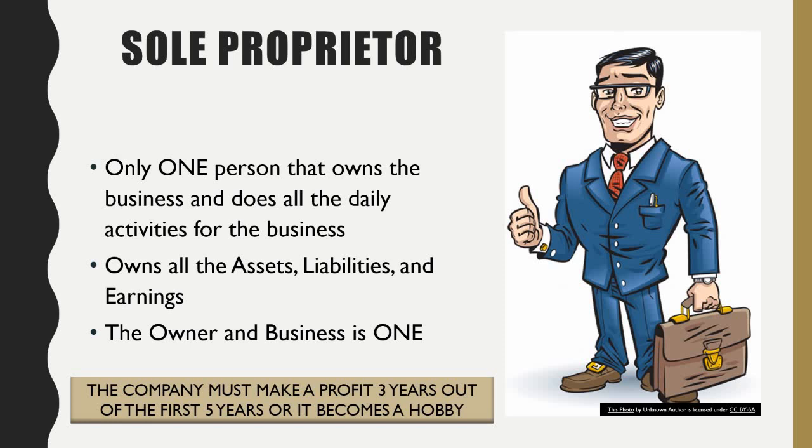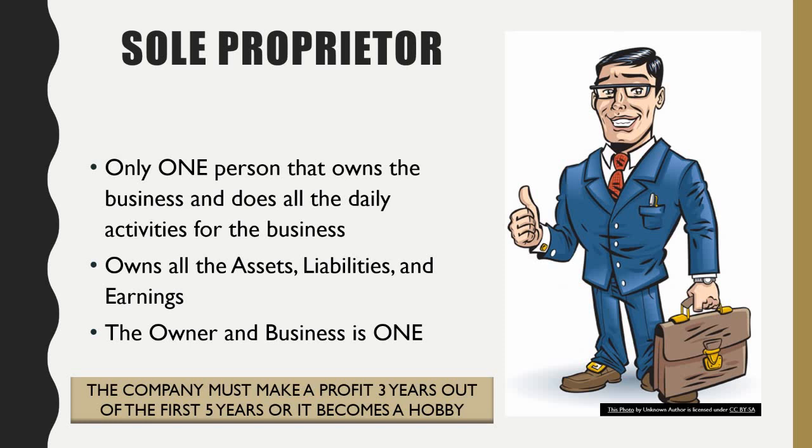A proprietor is someone who owns the company. So in this case, one person and only one person. That means this individual not only owns everything in the business, they are the only one in full control of the business. They're the one managing the business, taking care of everything.